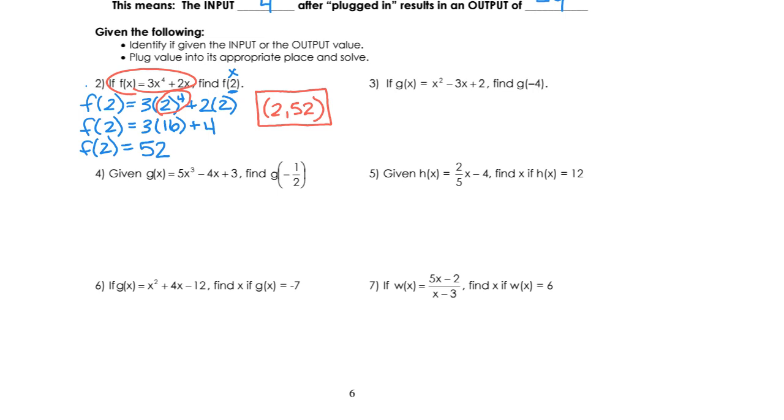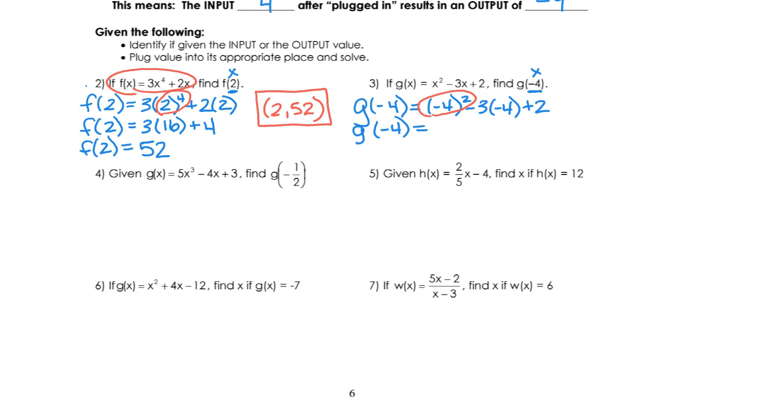Okay? Number 3. If g of x is equal to x squared minus 3x plus 2, find g of negative 4. So again, g of negative 4 means that negative 4 inside the parentheses represents x. Same thing they told us up there. So we'll replace all the x's with negative 4, and then we'll go ahead and simplify.